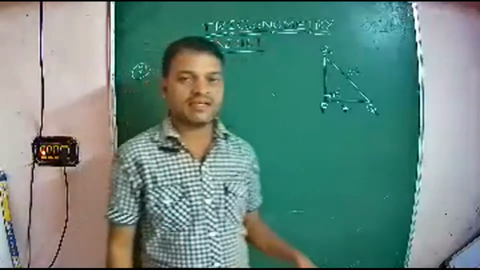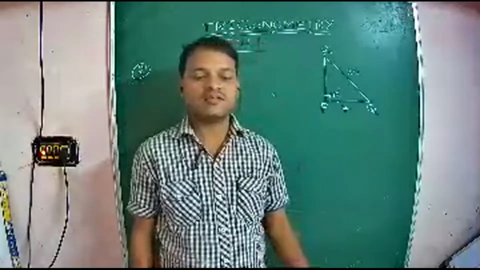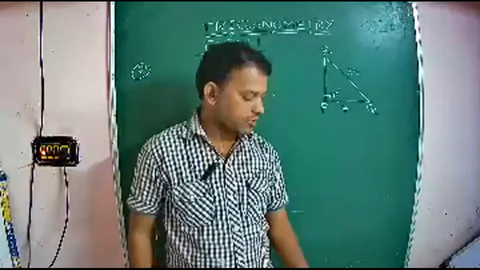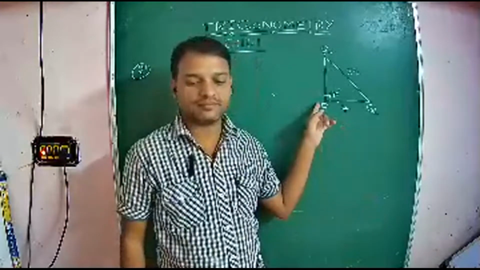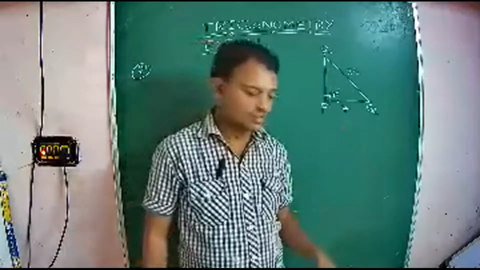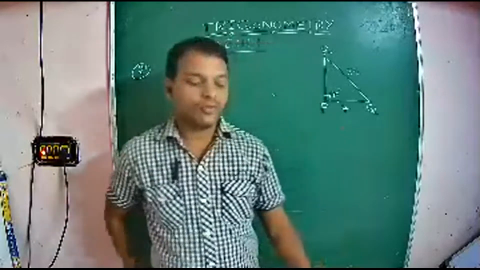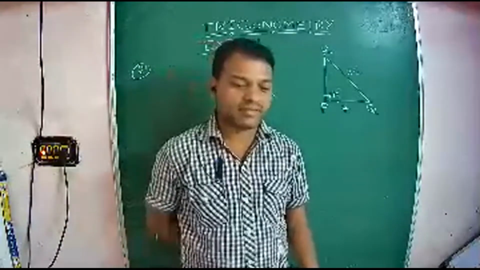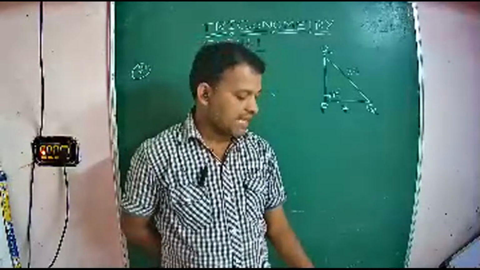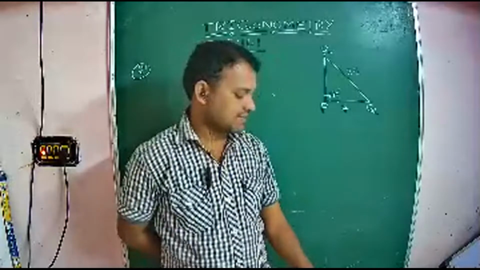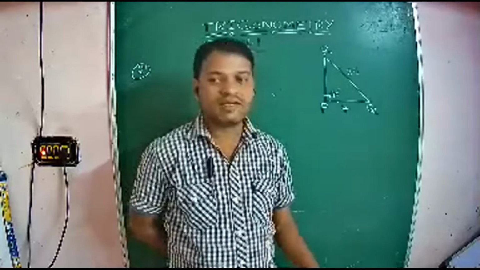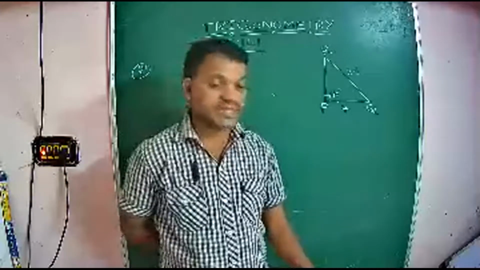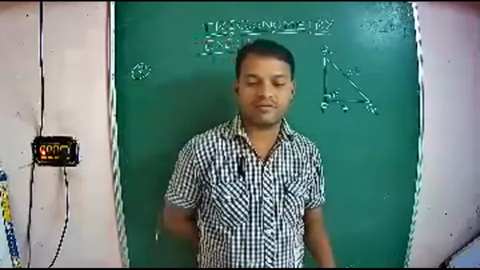Okay, once again I'll read the question. The sides of a right angle triangle PQR, PQ is equal to 7 centimeters. You observe the diagram. PQ is equal to 7 centimeters and QR is equal to 25 centimeters and angle P is equal to 90 degrees. Find the value of tan Q minus tan R. Okay, so this is the problem, right?